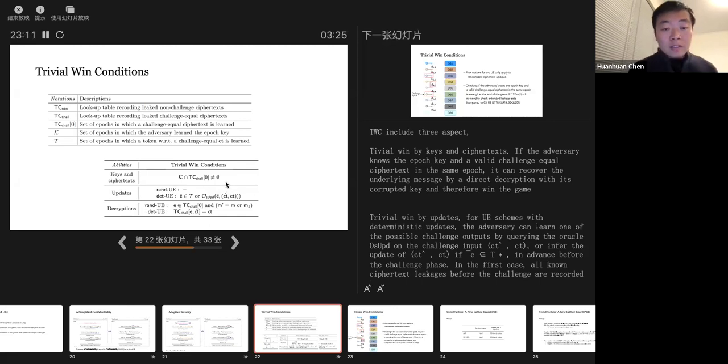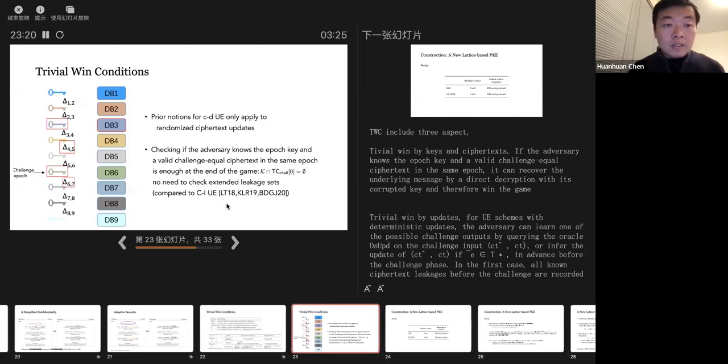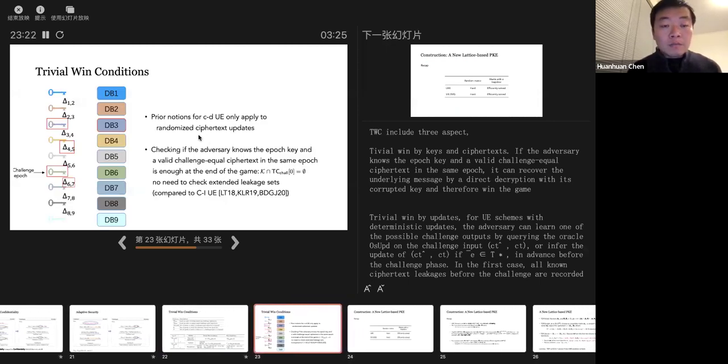The only condition left to be checked is the first one. Previous work only applied to randomized UE. We also apply to deterministic UE, and we prove that it's very easy to check only those conditions.